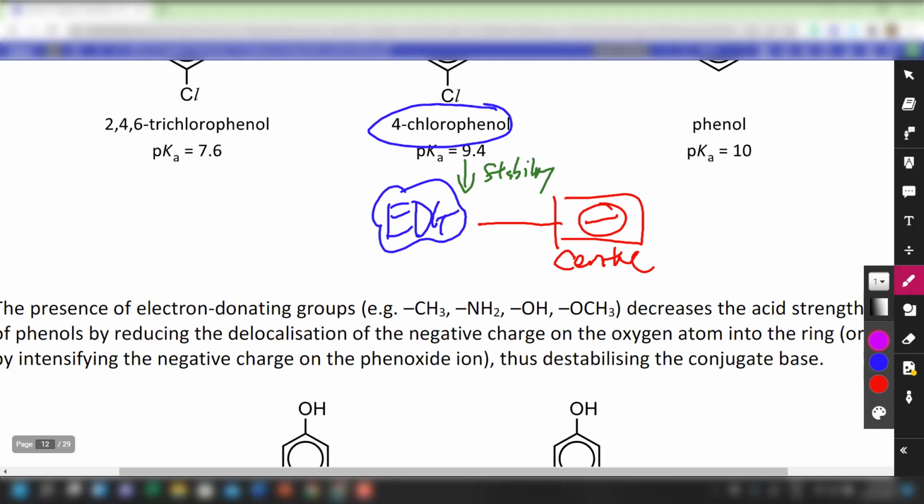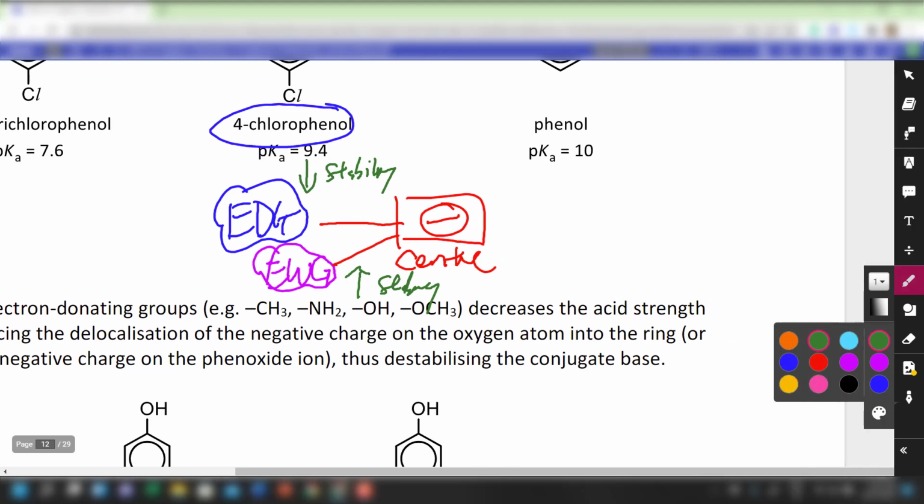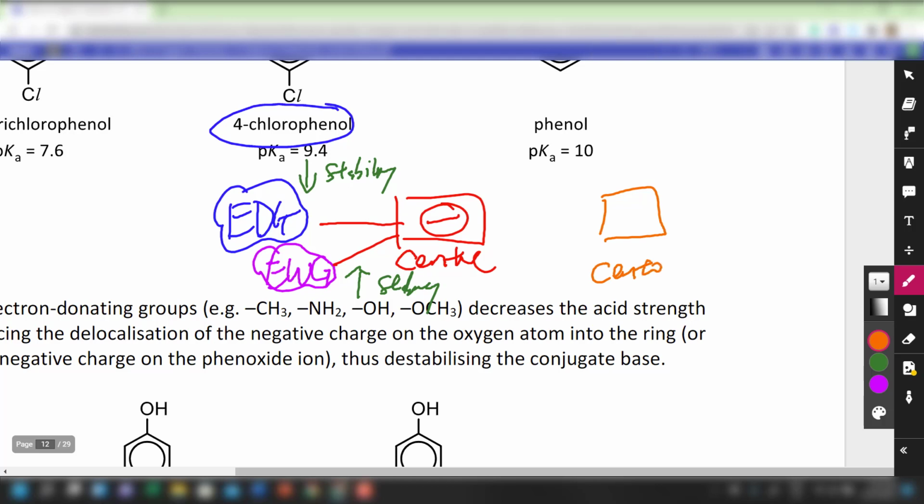So on the other hand, if I have an electron withdrawing group bonded to this particular center, it will increase the stability of the species because it makes the negative charge less negative. The same concept can be applied: if I have a center here that is positive, then if I have an electron donating group bonded to this center, it makes the center less positive. So it stabilizes the center.